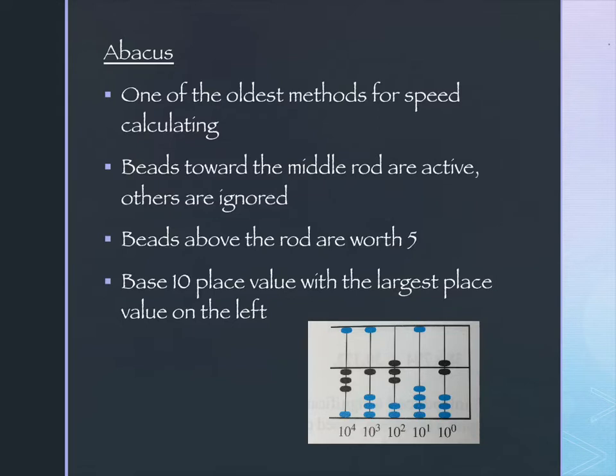We move beads. There's only one bead above this horizontal breaking point, right? It's either at the top or it's towards the middle. And there are 4 beads that are below. The beads that are above the horizontal rod are worth 5. The beads that are below the horizontal rod are worth 1. So each one of these beads down here is worth 1. So 1, 1, 1, 1. These beads are each worth 5, 5, 5, and so forth.